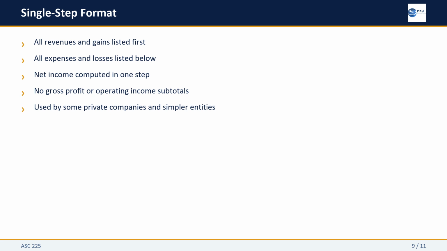The single-step format groups everything into 2 buckets, all revenues and gains up top, all expenses and losses below, and a single subtraction yields net income. Simple and clean. But here is the limitation that matters. No gross profit line. No operating income line. If you need to assess operating margin or compare EBIT across periods, the single-step format gives you nothing to work with directly. Adequate for simple entities, but insufficient for the analytical work most stakeholders require.